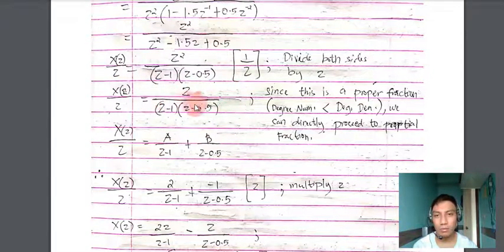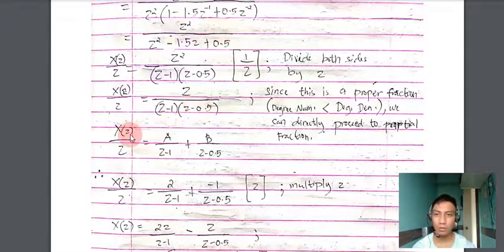So from this function, we will look at whether it is a proper fraction or an improper fraction in order for us to proceed with the partial fraction. Since we notice that the degree of the numerator is less than the degree of the denominator, then we can directly proceed to partial fraction.